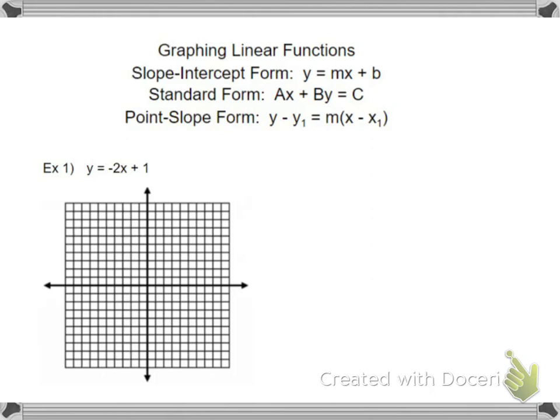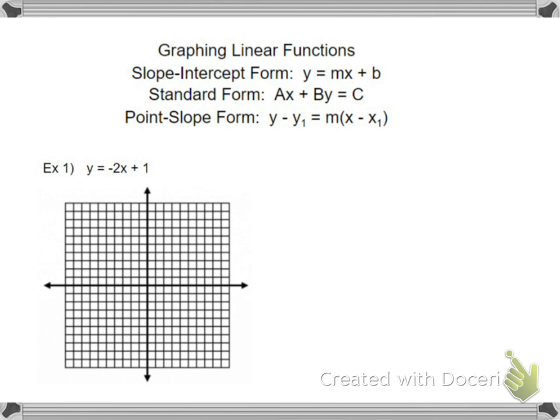Today's lesson is a review of graphing linear functions, and the three equations that we use for linear functions are slope-intercept, which is y equals mx plus b, and probably the one you're most familiar with; standard form, which is ax plus by equals c; and point-slope form, y minus y sub 1 is equal to m times x minus x1. And all three of those are useful in different contexts.